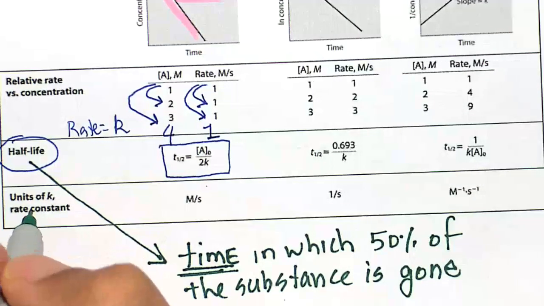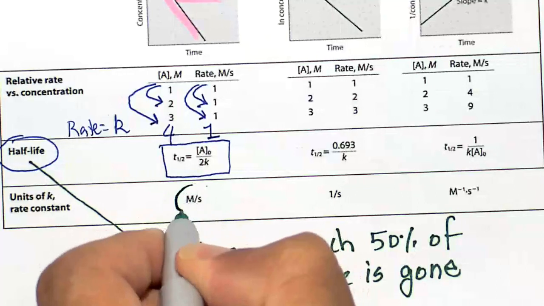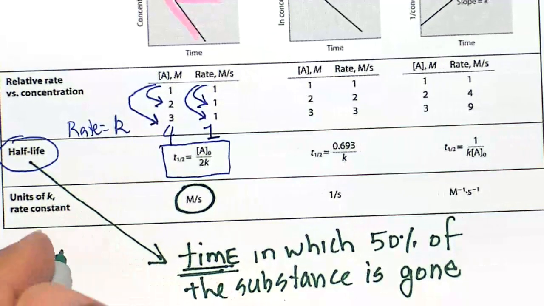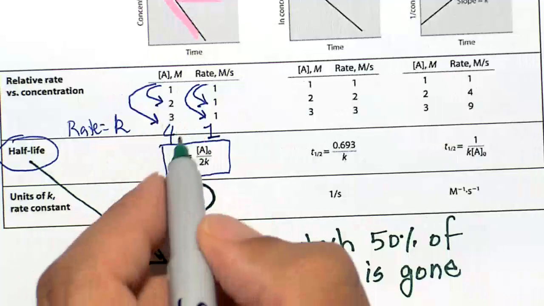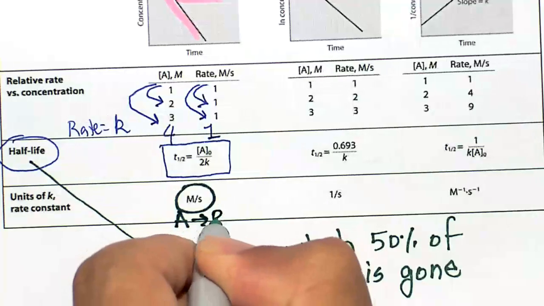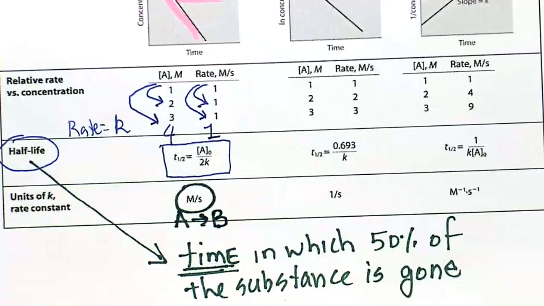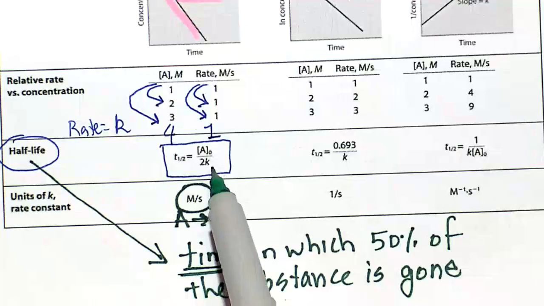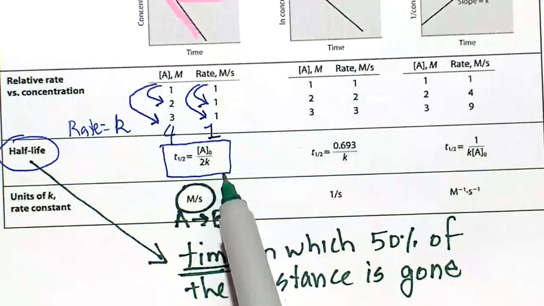Okay, what are the units of K, the rate constant? The units of K are molar over seconds, because remember, this rate constant has different units. And this is for the reaction A goes to B, remember. Different reactions will have different rate constants. That is if the reactant decays with zero-order kinetics. T1/2 is the initial concentration divided by 2 times the rate constant.